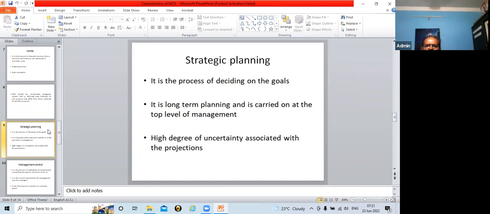As I told you, in strategic planning, lower and middle level management are there to implement the strategy.